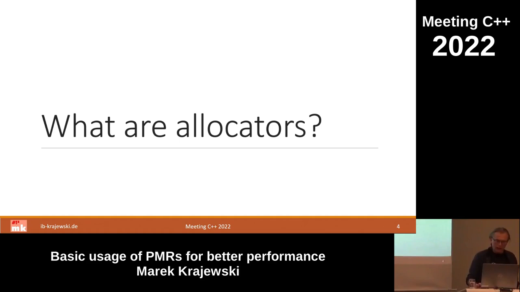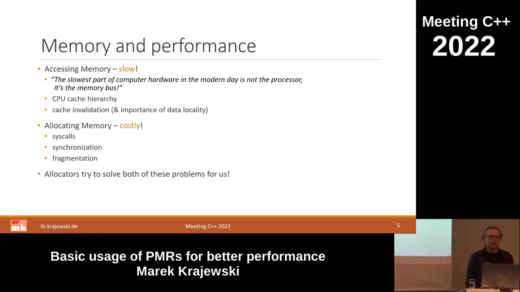What are allocators? Well, the slowest part of computer hardware today is not the processor, but the memory bus. So we have to care about CPU caches, about the hotness, about data locality. Also, allocating memory is costly because syscalls are involved. We have to synchronize between threads, and we have to avoid fragmentation. And allocators are pieces of software which try to solve these problems for us.